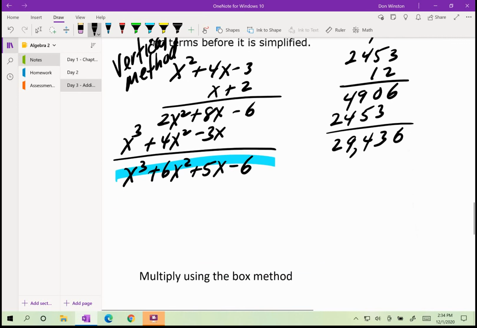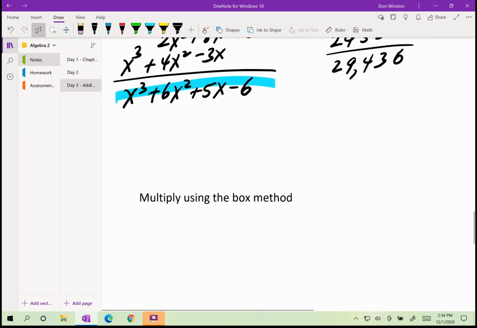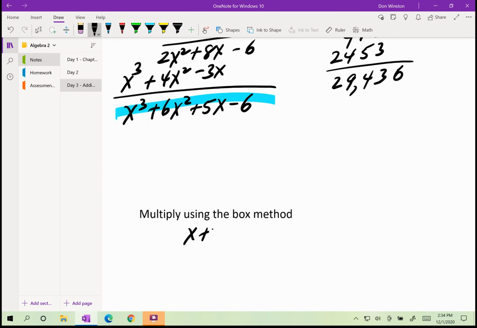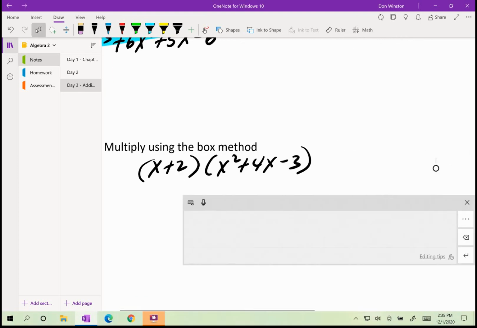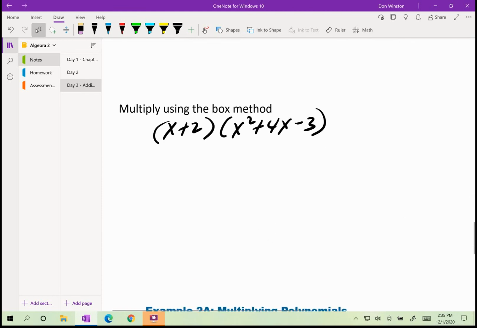Now the other method that is probably used as much as the vertical method is what I call the box method. So here I'm going to rewrite the polynomial. So what did I have? I had x plus 2, and I was multiplying that by x squared plus 4x minus 3. Now the box method is that you have to make a box that's a perfect square. The sides of the square have to have the same number, the largest number of terms for a given polynomial.